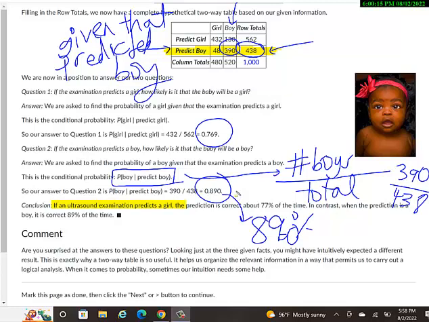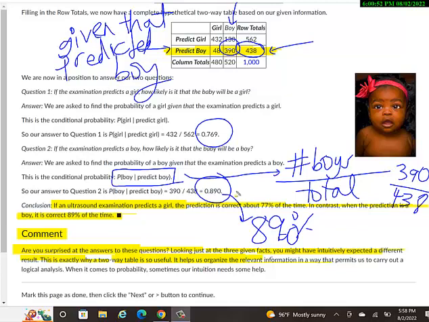If an ultrasound examination predicts a girl, the prediction is correct about 75% of the time. But in contrast, when the prediction is a boy, it is correctly identified 89% of the time. Let's comment here. Are you surprised at the answers to these questions? Looking just at the 3 given facts, you might have intuitively expected a different result. It did seem like it was easier to identify girls than boys, because it said only 3 out of 4 babies predicted to be boys were actually boys, but it was 9 out of 10 for girls. This is exactly why a two-way table is so useful.